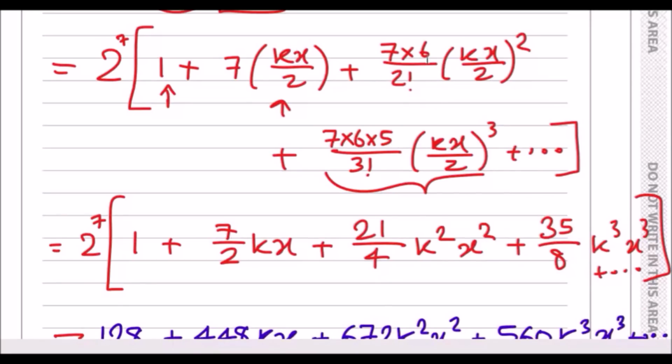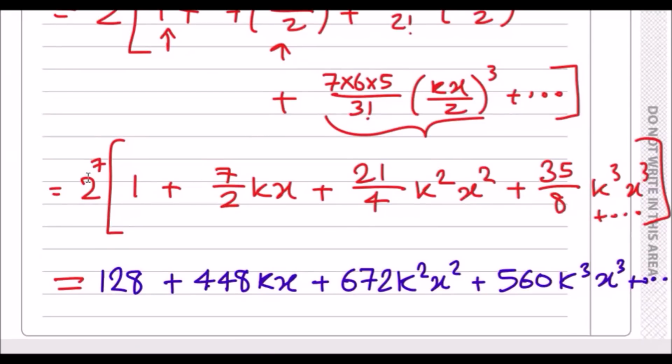And then if you're going to put the letters back, make sure you put k cubed and x cubed, and so on, k squared, x squared, and so on. And lastly, just times everything by now 2 to the power 7. And doing that, you should get this final expansion here.